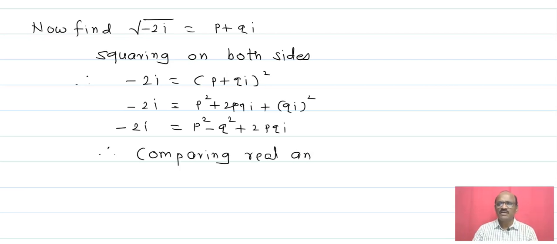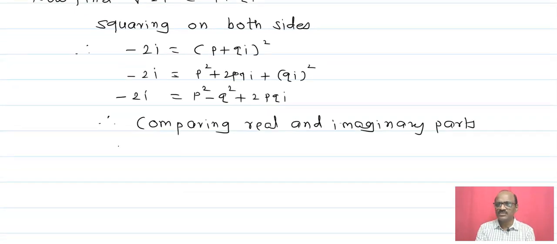Now comparing real and imaginary part, then you are getting that on the left hand side only the imaginary part is there and the real part is 0.